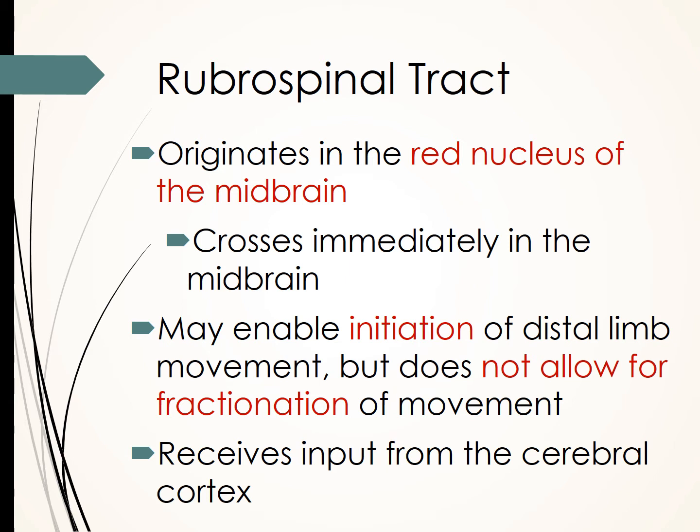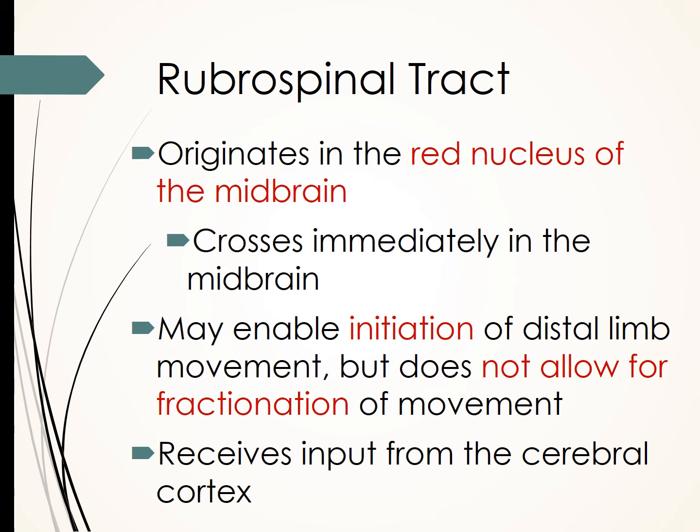The rubrospinal tract originates in the red nucleus of the midbrain. Rubro means red. The axons cross immediately in the midbrain to the contralateral side, and then descend in the rubrospinal tract to the spinal cord.